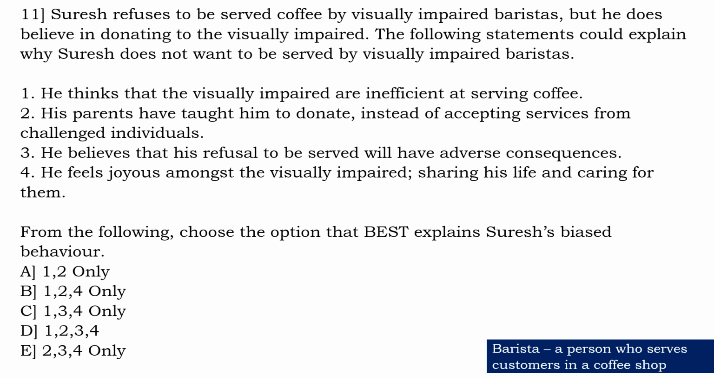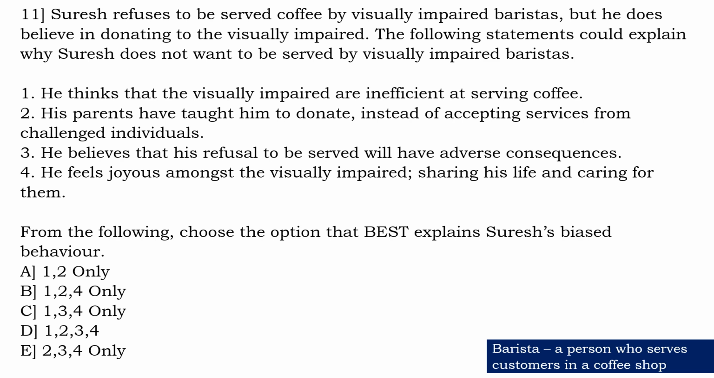So good answer. Second one, his parents have taught him to donate instead of accepting services from challenged individuals. Means his parents have told him that it is wrong to accept services from such people, as a result of which he does not want to be served by these people. So this also is a good answer because it explains why he is refusing to be served by them.